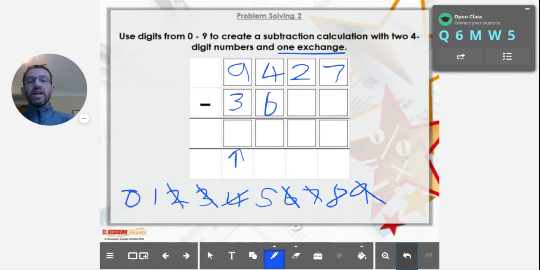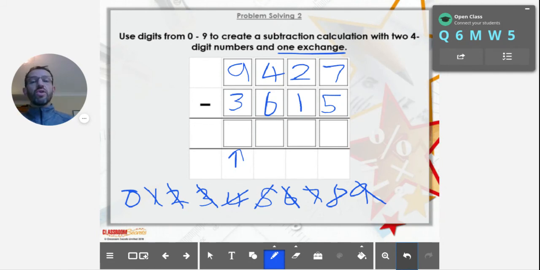If I put a 1 there, there's no exchange. That works. And if I put a 5 there, there's no exchange. That works. It won't always work. You might have a go at doing this and find out that your puzzle doesn't work. You can subtract, but there's more than one exchange, or there's no exchanges.